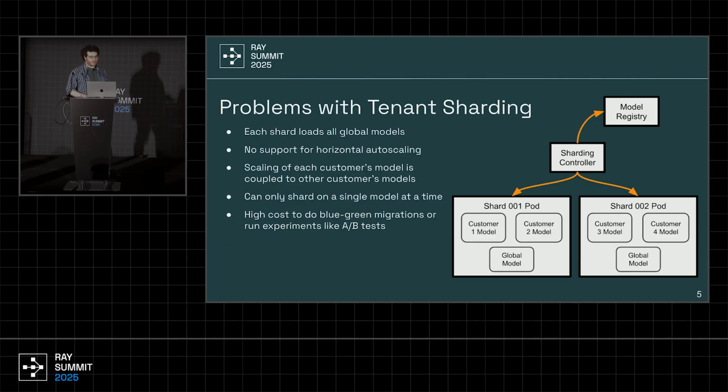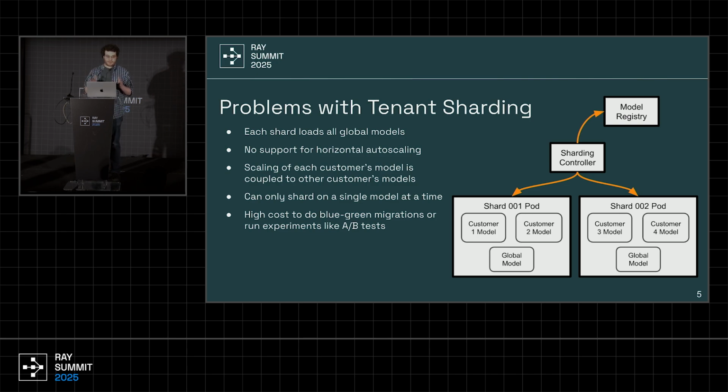But this system has a couple of problems. The biggest one is that every pod in every shard loads all of the global models, which means you end up with way too many replicas of all of the global models. And that's because all the processing is done locally in each application, right? Also, there was no support for horizontal autoscaling in this system. So every shard has the same number of replicas, regardless of how busy that shard actually is, which means that the scaling of every customer's model is coupled to every other customer's model. If they're in the same shard, or because we don't have horizontal autoscaling, if you're in any shard, every model is going to have as many replicas as we need to serve the largest customers.